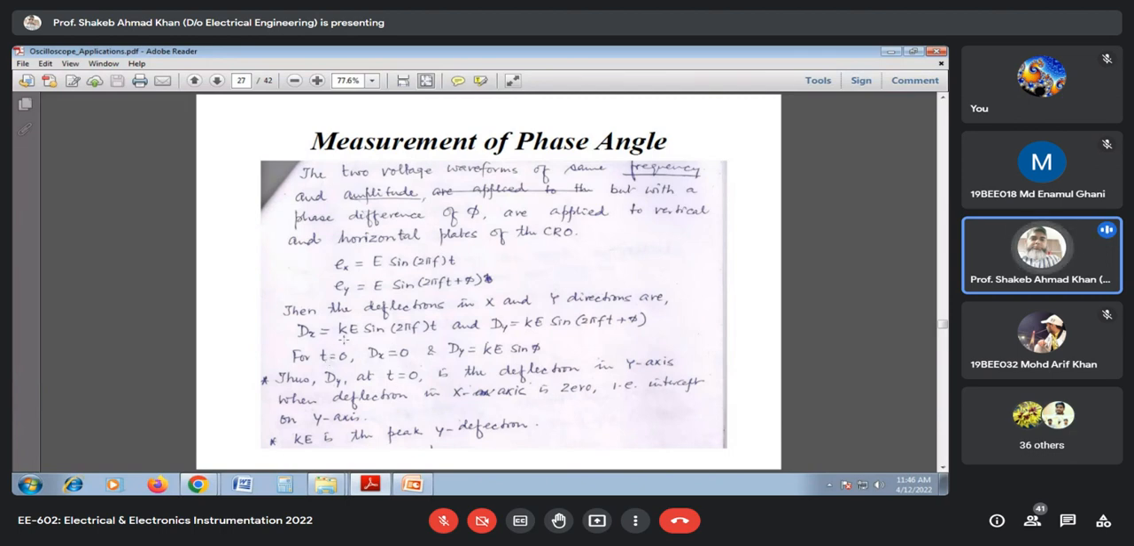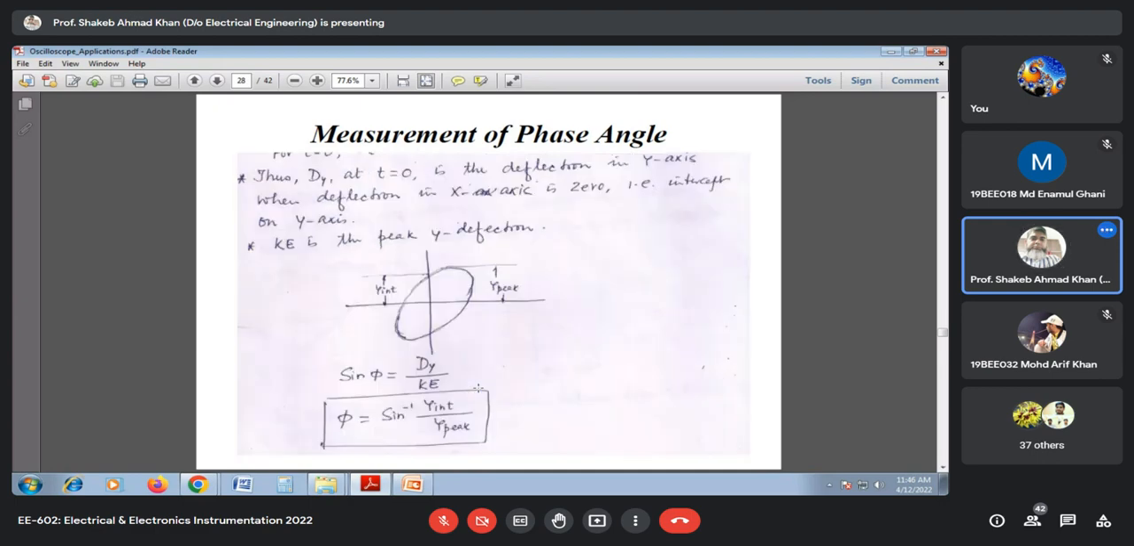जब t 0 है तो x डायरेक्शन में कोई डिफ्लेक्शन नहीं होगा इलेक्ट्रॉन बीम का, y डायरेक्शन में इतना डिफ्लेक्शन होगा, और जो मैक्सिमम डिफ्लेक्शन हो सकता है x डायरेक्शन में और y डायरेक्शन में, that will be equal to Ke only. Are you agree? So here if you look at these 2 points, when t is equal to 0, this is the deflection that will take place on the y axis, and Ke is the maximum deflection in the y direction as well as in the x direction.